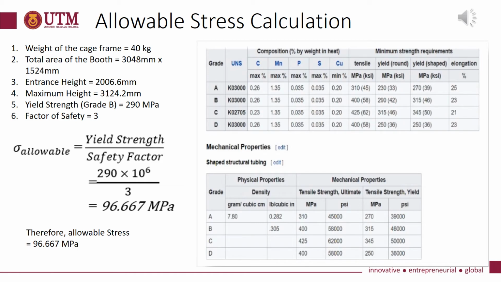So this gives us the allowable formula. Using the allowable formula, we get yield strength over safety factor equals the allowable stress. We get 290 times 10 to the power of 6 over 3, and then we get the answer, which is 96.667 megapascal. Therefore, the allowable stress is 96.667 megapascal.